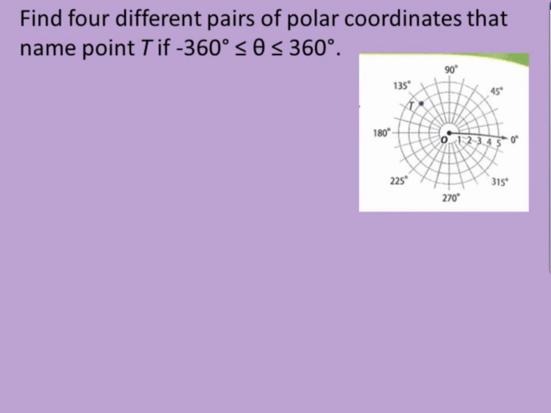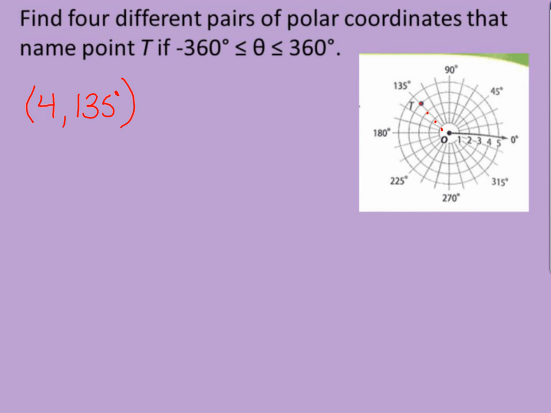So we need to find 4 different pairs of polar coordinates. They do have to be between negative 360 and positive 360 that are representing this point. So the obvious one is we go out 1, 2, 3, 4 places. So the obvious one is 4 and 135 degrees.